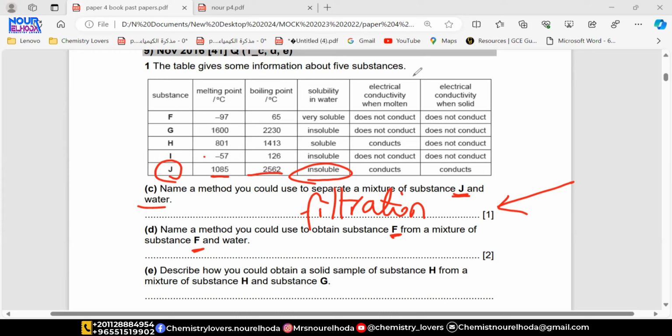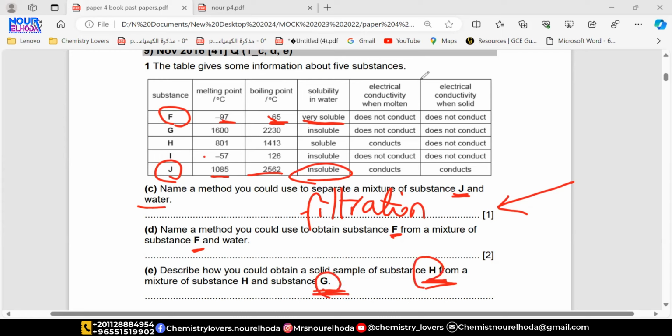You need to go and check where F is. F is here, with melting point less than 25 and boiling point more than 25. So this means it is a liquid, but liquid or very soluble. Since it's a liquid or very soluble, for sure this is fractional distillation. Bravo, excellent, good job. Here I have a solid mixture of H and J. Correct team. Bravo. All of you excellent.